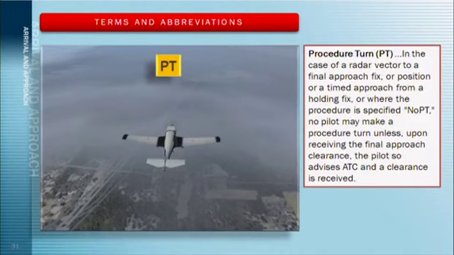Sometimes a PT is not used. In the case of a radar vector to a final approach fix or position, or timed approach from a holding fix, or where the procedure is specified no PT, no pilot may make a procedure turn unless, upon receiving the final approach clearance, the pilot advises ATC and a clearance is received.